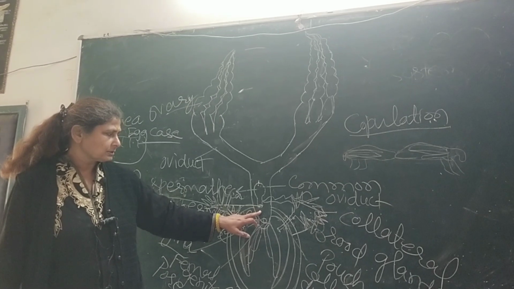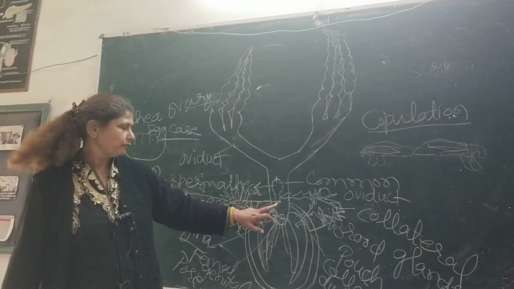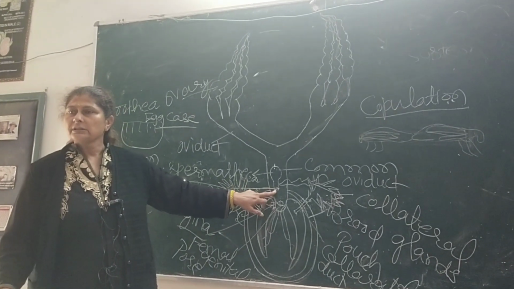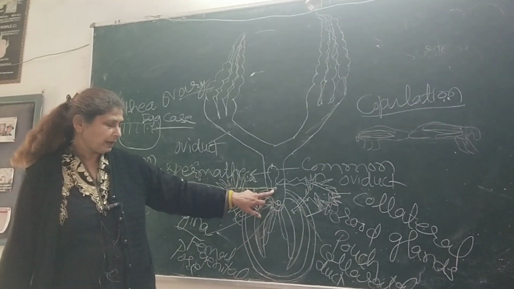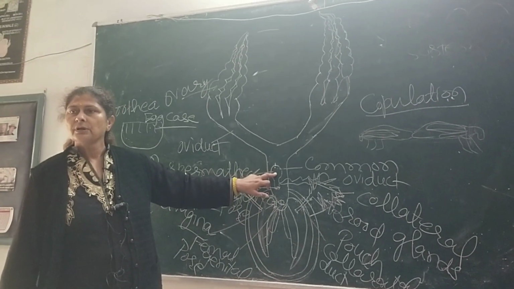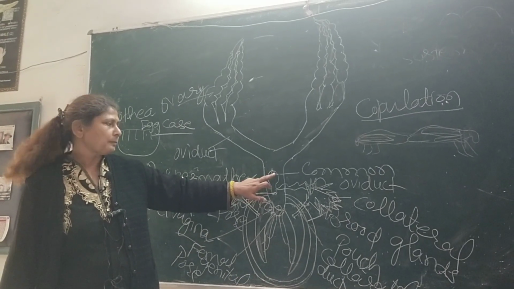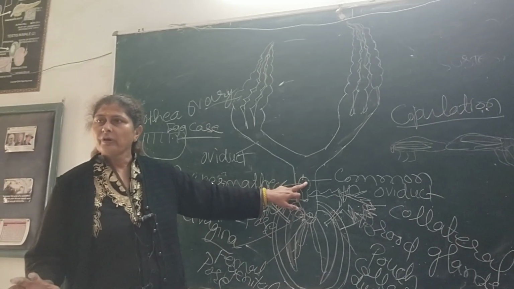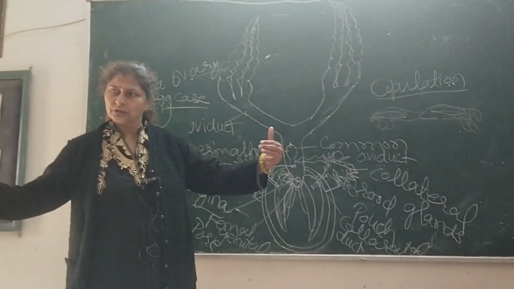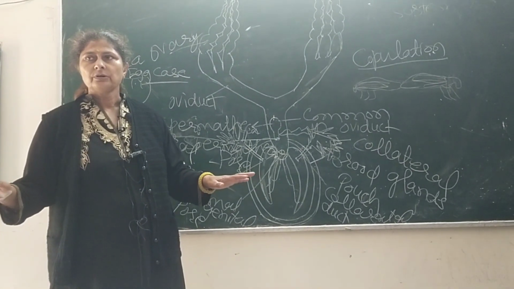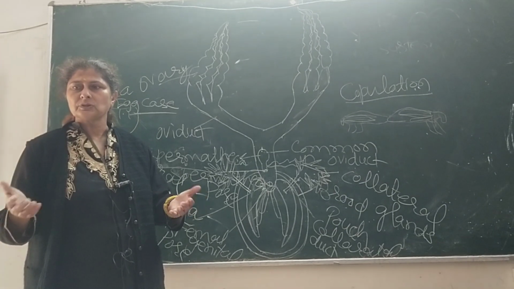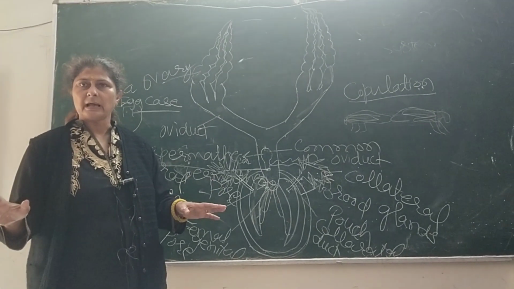The pseudopenis enters the spermathecal pore. From this spermathecal pore, the pseudopenis sheds the sperms into the spermatheca. After that, the male and female cockroach separate out. After transferring the sperms, the male and female separate.